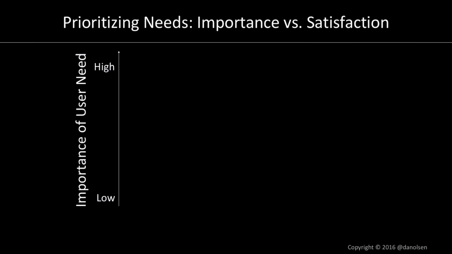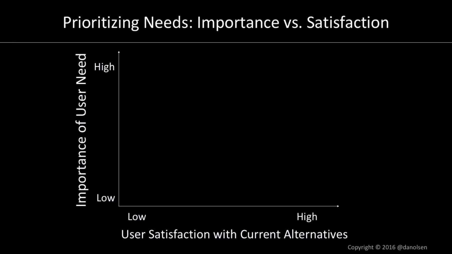We'll do importance on the vertical axis from low to high. It's like, how important is this user need, right? Given your need to use Instagram versus someone else's need to use Facebook might be higher or lower. That's what we mean by need. How important is that to you specifically? And then on the x-axis is the satisfaction with the current alternatives, from low to high.